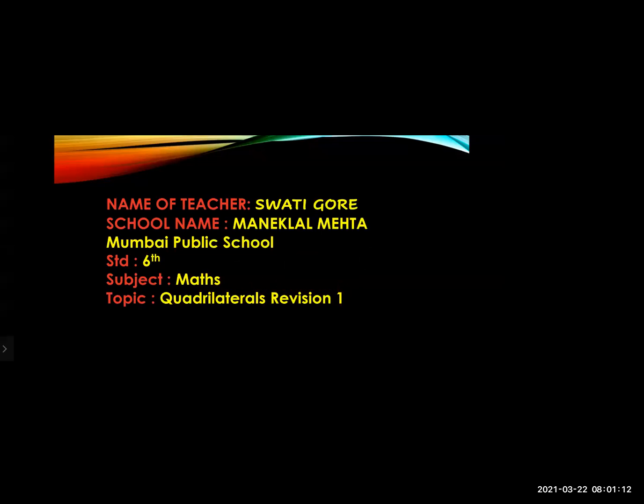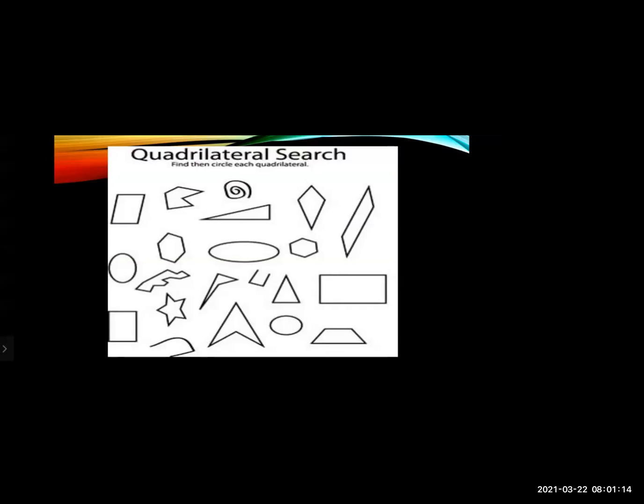Okay, now students, can you answer me here? You have to search quadrilaterals in this. I'm just circling over here. You just have to tell me, is this a quadrilateral? This one, you can unmute. No, this is not a quadrilateral. It has four sides. See, oh yes, it's a quadrilateral.